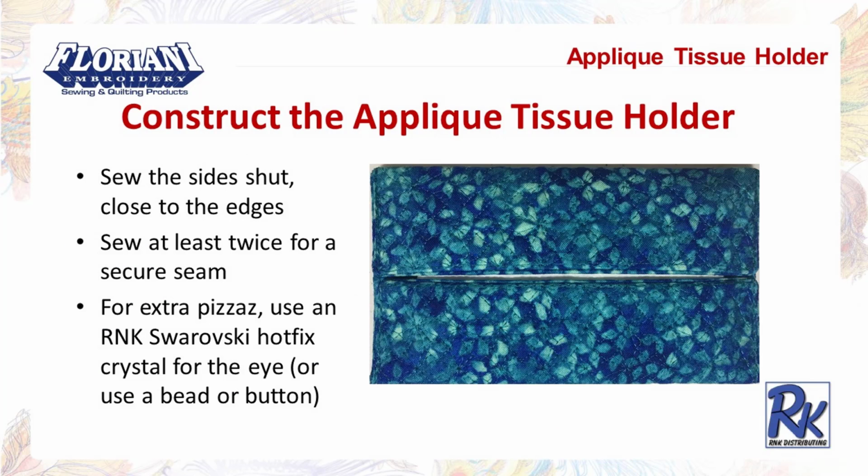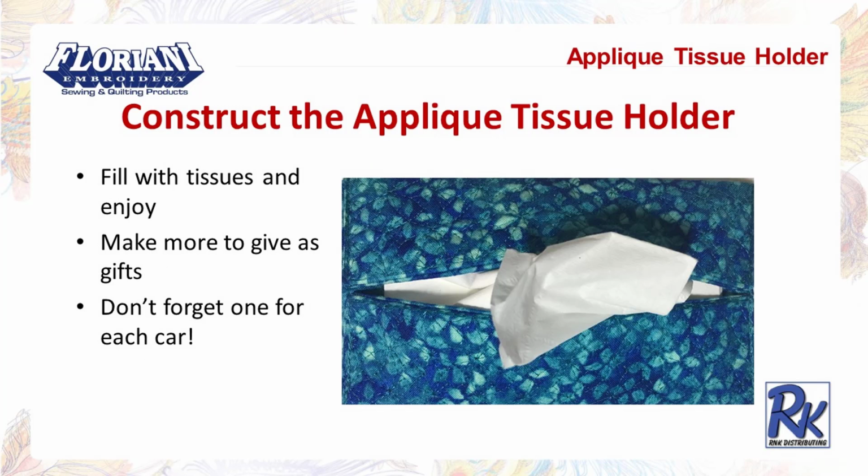Next, you'll want to sew the sides shut, and you want to sew close to the edges, and you want to repeat that seam at least twice to give it a nice bit of strength. And for some extra pizzazz, you might want to use an R&K Swarovski Hot Fix crystal for the eye of the bird, or you can use a bead or a button. All that remains is to fill it with some tissues and enjoy it.